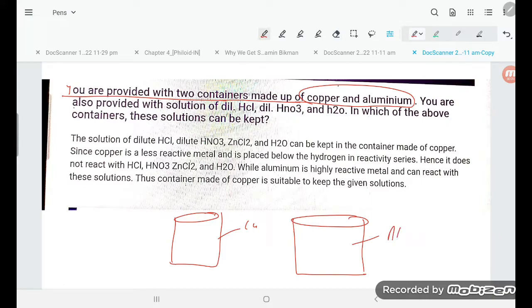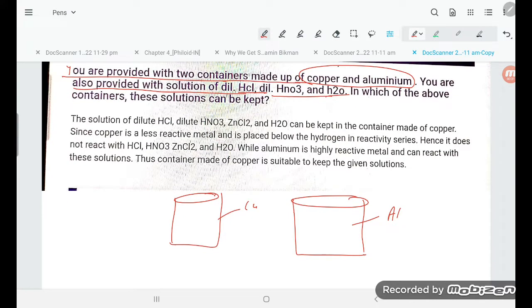You are also provided with a solution of dilute HCl, HNO3 and H2O. So what are we having? See, dilute HCl is there, dilute HNO3, and the last one is H2O. So see students, what we can do.